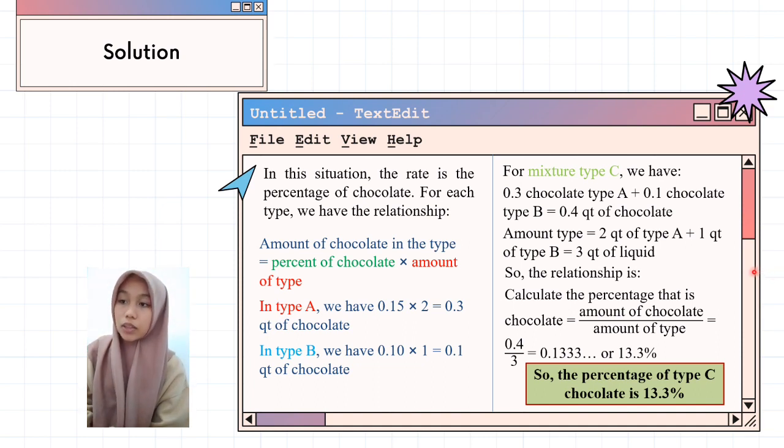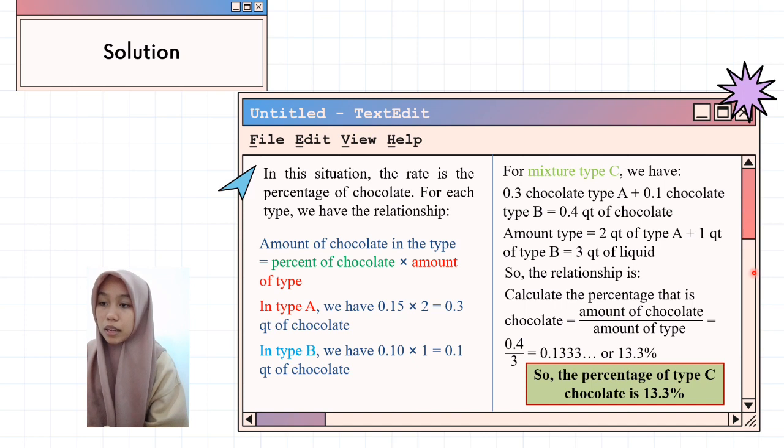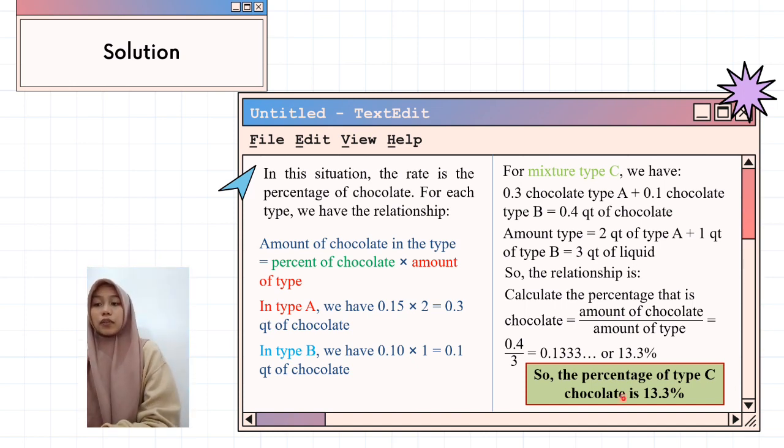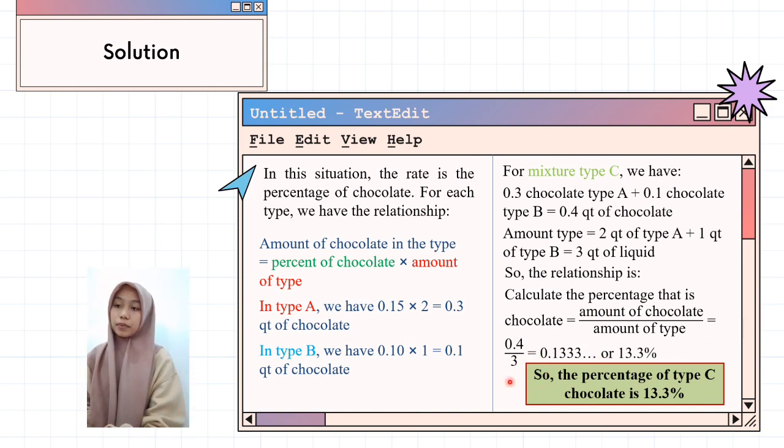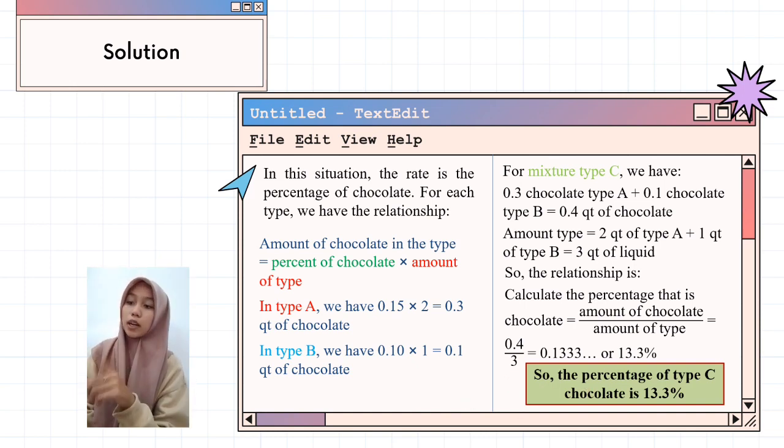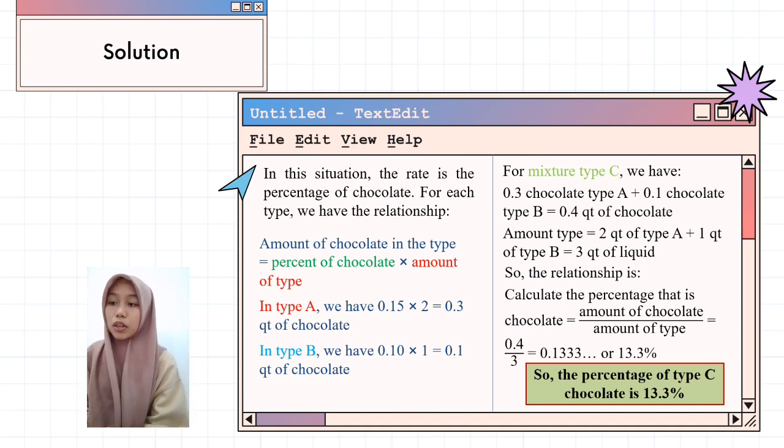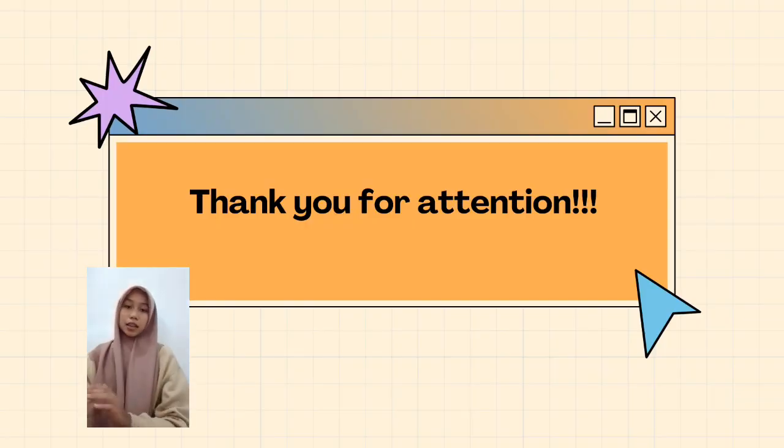So the relationship is to calculate the percentage that is chocolate equals amount of chocolate per amount of type equals 0.4/3 equals 0.13333, or 13.3%. So the percentage of chocolate in type C is 13.3%.